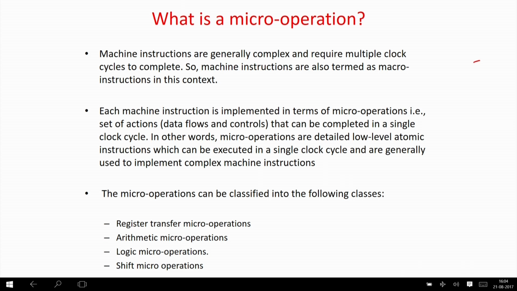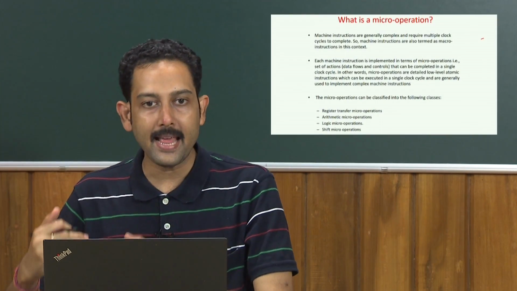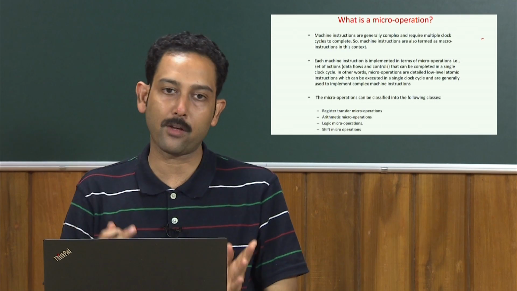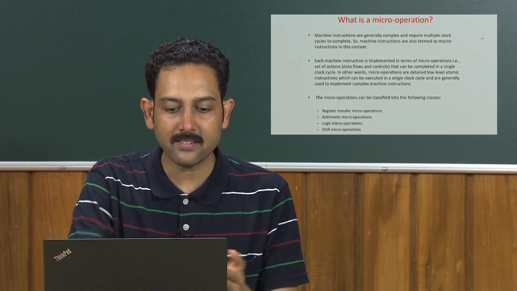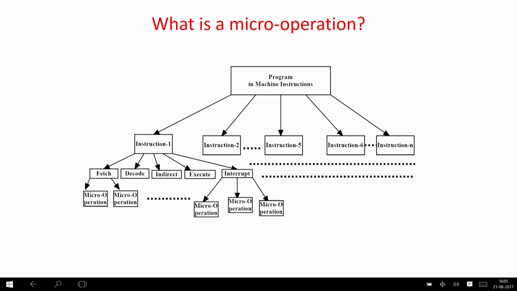That means you join the micro instructions and make a macro instruction. Whenever you are designing a macro instruction, at the leaf level there will be micro instructions. I told you the different classes: register transfer, arithmetic micro operations, logic and shift. Basically that is the data transfer and the logic operations. Mainly these are the broad classes.